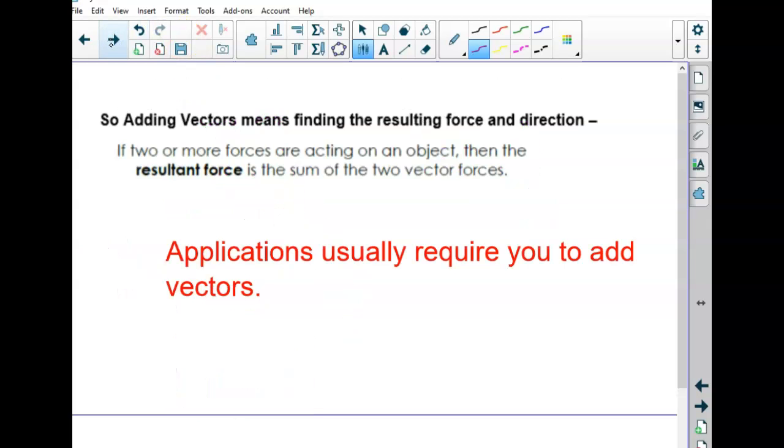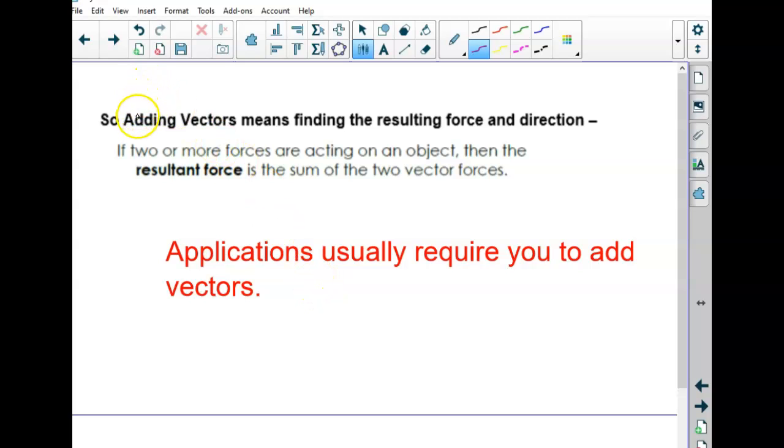All right, so adding vectors means finding the resulting force and direction after you've found the components and added them together. So if 2 or more forces are acting on an object, then the resultant force is the sum of the 2 vector forces. Application problems almost always ask you to add vectors.